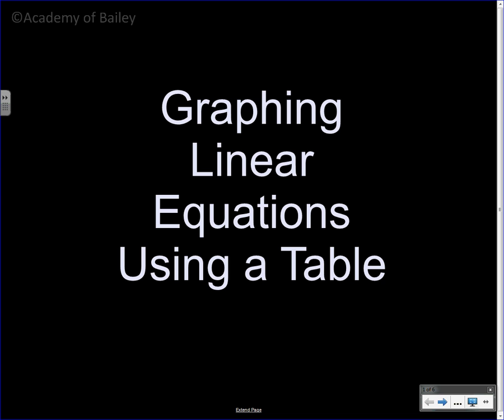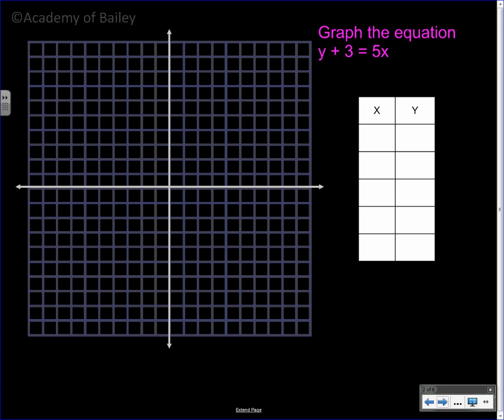Welcome to our video on graphing linear equations using a table. Not always is using a table the quickest way to graph a linear equation, but it is a method in which you can graph a linear equation. So I wanted to show you that method, and we can go from there. We're going to show you the other methods also in future videos, so that way you can see which way you like best.